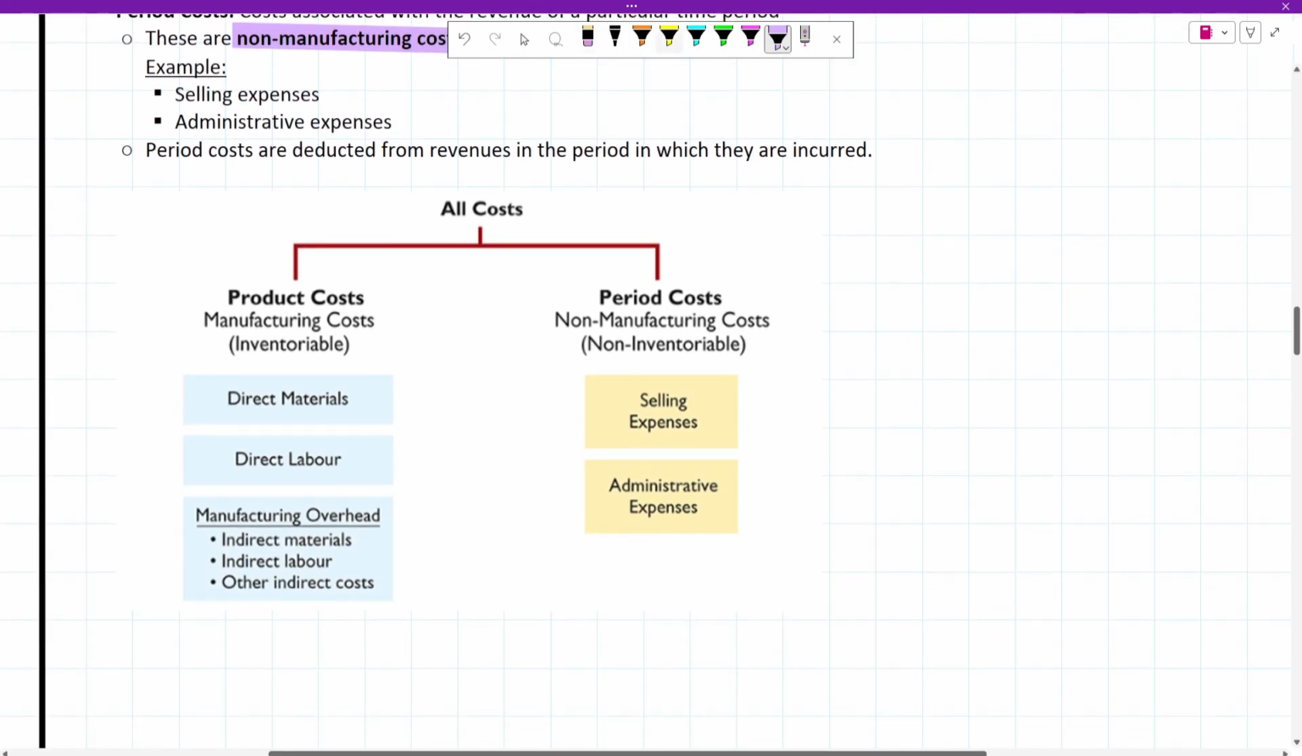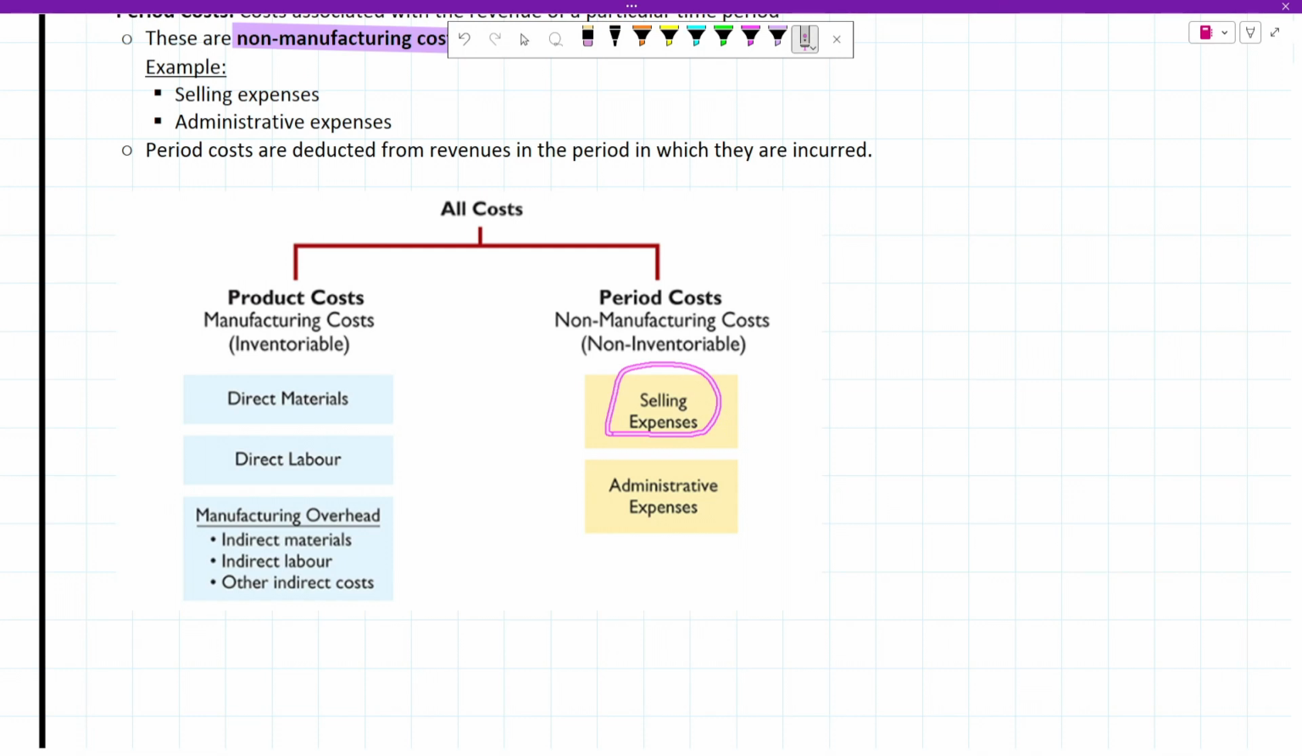So you can see here, just a diagram summarizing everything we just saw. Product costs have anything to do with the manufacturing of the final product. So direct materials, direct labor, manufacturing overhead, which we explained before. Then we have period costs. These are non-manufacturing costs. So like selling expenses, like I said, it's not part of the manufacturing. Selling expenses, which is where we sell the final product.